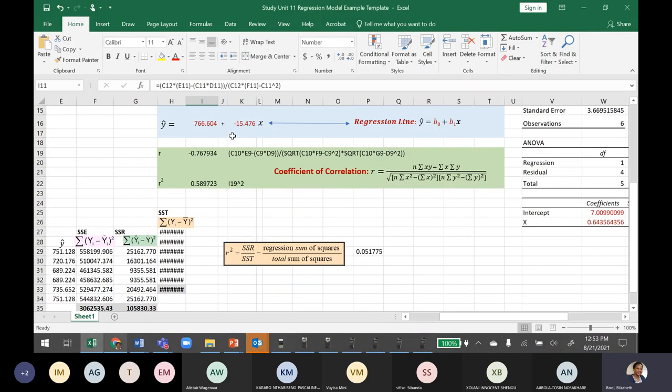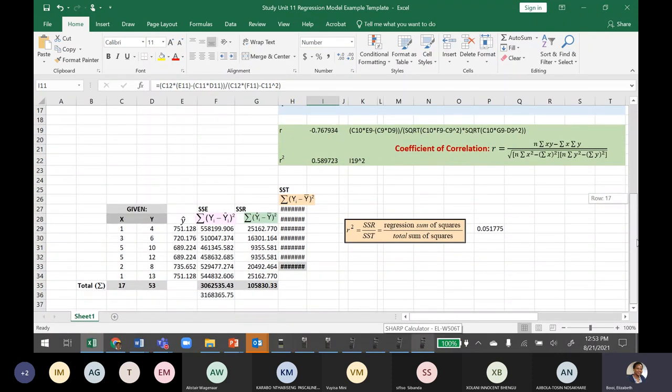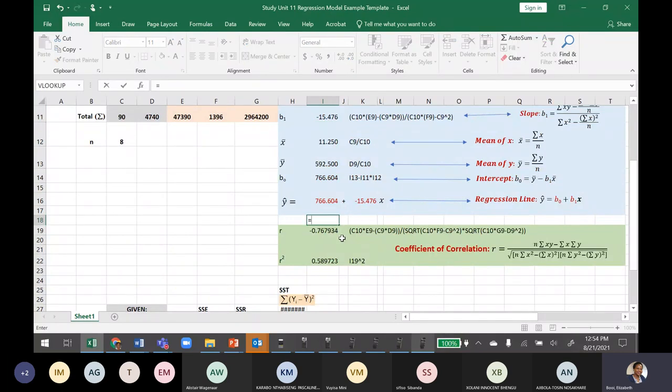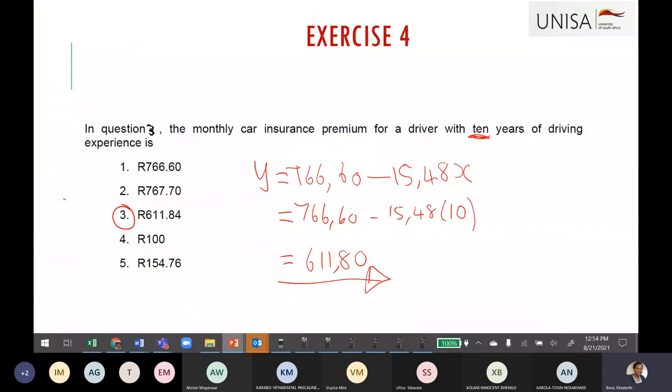So on Excel, since we already have this value, we can use Excel to estimate the value as well. Easy. I can take my that plus that times 10 equals, and there is my value. So you can either come here and also calculate it. It will still give you the same answer by just adding the two values and multiplying by your x. Or we could have just used our b0 and b1. Still gives you the same answer. That's regression.